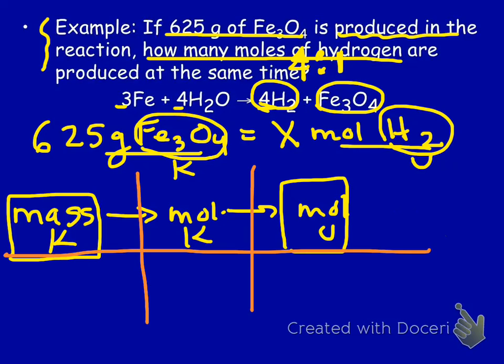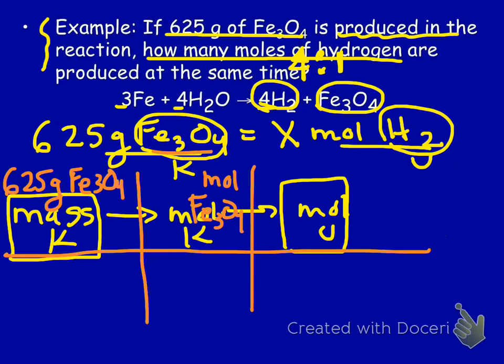So in the first spot, I'm going to plug in the mass of my known, and I happen to have that. So I'm going to put 625 grams Fe3O4. Next says to put in moles of known, so I'm going to write moles because it says to write moles. And known, I'm going to look for my known, and that's Fe3O4. Last box says to put in moles of unknown, so I'm going to write moles of my unknown. The unknown is H2.